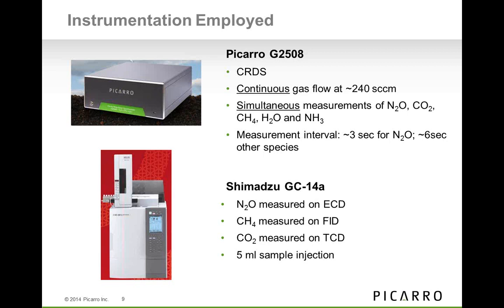The GC that we used was the Shimadzu GC14A, and it's equipped with 3 different detectors: an ECD for nitrous oxide, FID for methane, and a TCD for CO2. And it takes a 5 milliliter sample injection on a 1 milliliter loop.